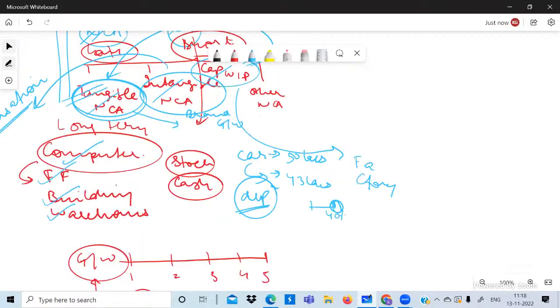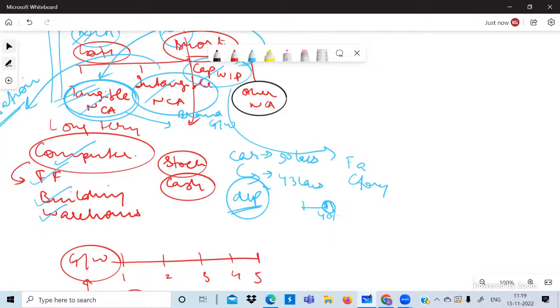Then let's look at other non-current assets. So I could have other non-current assets. For example, let's say I've done some long-term investment. And this investment, so let's say I've done an FD. And this FD is for 5 years. So it's a long-term investment. I've bought bonds of the government of India, a 10-year government bond. So again, that's a long-term investment. So that will be a part of other non-current assets. So non-current assets could be tangible, intangible, capital work in progress, other non-current asset.